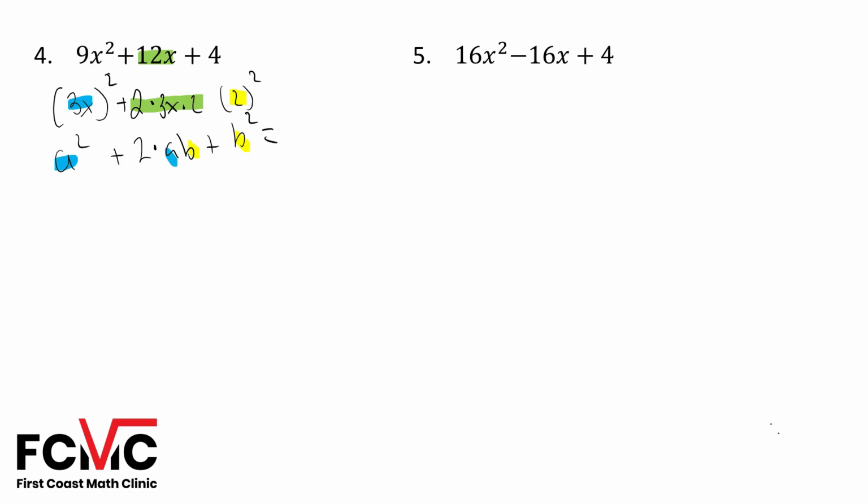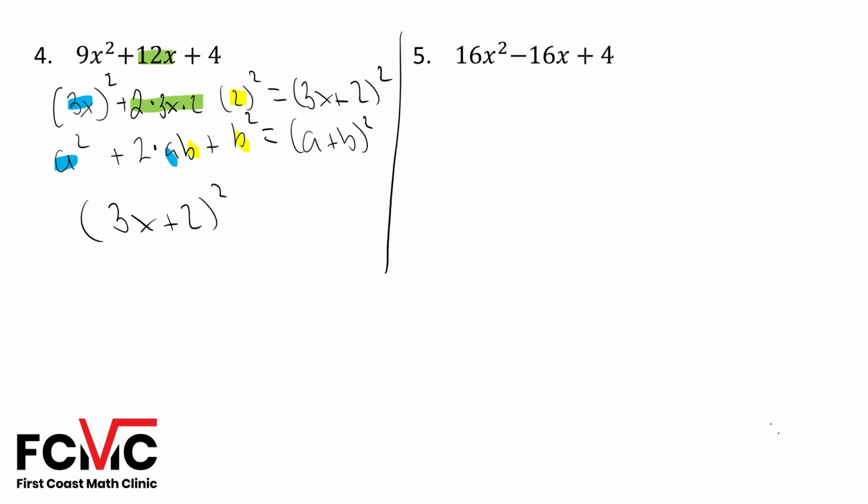We know a squared plus 2ab plus b squared. That is a plus b squared. So this is going to be a, which is 3x, plus b, which is 2 squared. So our answer here is 3x plus 2 squared.